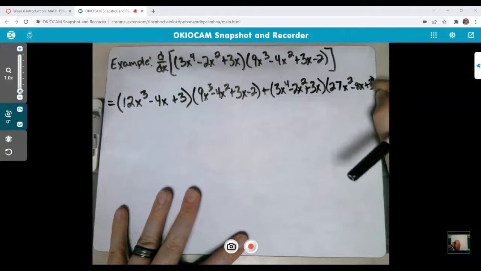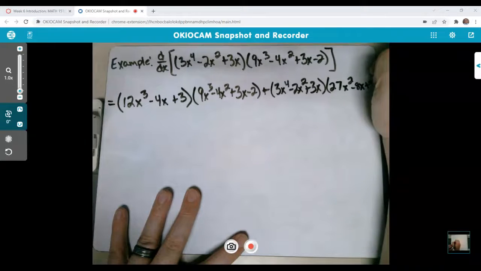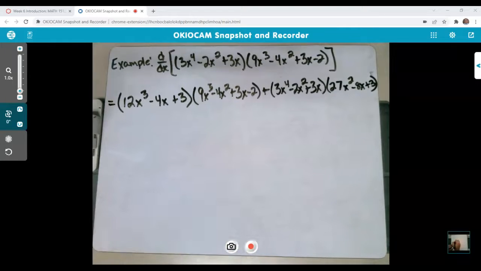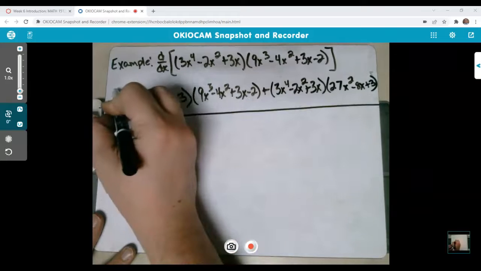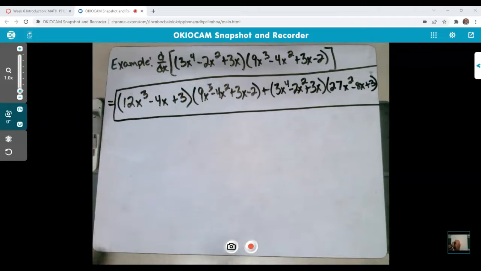Oh, that's supposed to be a parentheses. There we go. So again, it looks harder because there are more terms there, but it still isn't bad. And like I said, you can just leave it like this. No use in trying to simplify that.